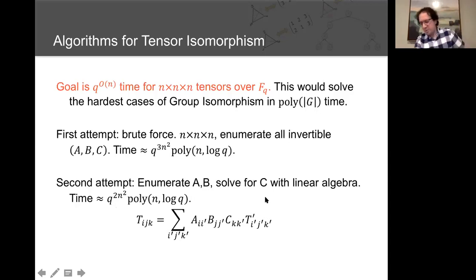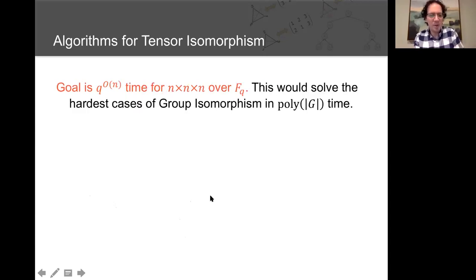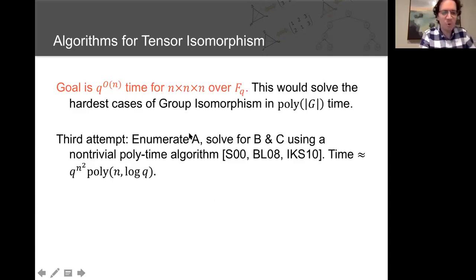Okay, that's pretty good. Turns out that you can naively continue this. So your first attempt was brute force all 3, your second attempt was brute force just 2. Turns out you can get away with brute forcing over just one of them. But now to solve for the other 2, you actually need a really non-trivial algorithm that was only developed in the last 20 years. And so you now get this down to q to the n squared times polynomial time.